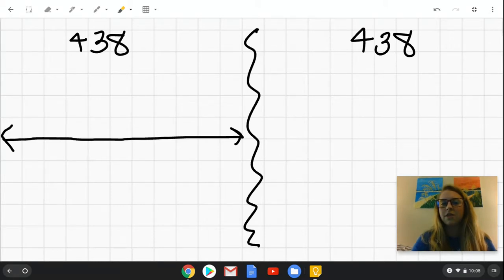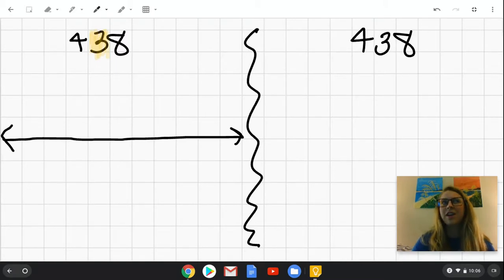If I start all the way to the right, I start with my ones. And after ones, I have my tens. So this 3 is in my tens place, so I'm going to round this 3. Now, to use a number line, do you want to have to write 438 tick marks on that number line? That would take you forever. So we're going to condense it.